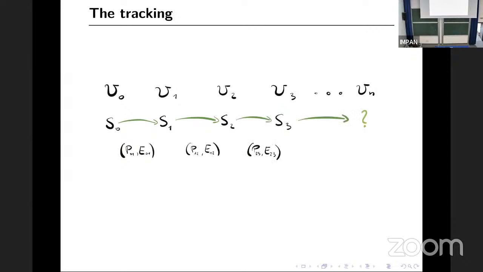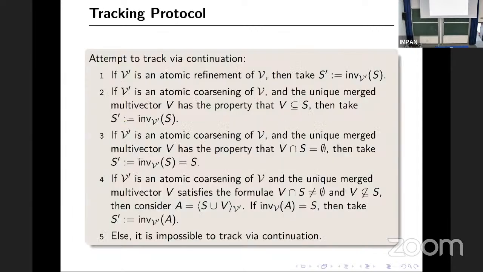And we repeat this procedure as long as possible. But the question is, of course, how to actually find those index pairs and those successors. So we considered all possible cases, what can happen to your multivector field, and we gathered what you should do with something that we called tracking protocol. For example, the first point is the simplest case when one of the multivectors splits. Then you have this very easy formula for finding a successor.